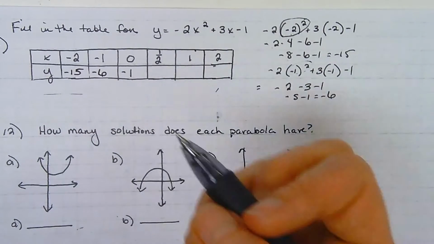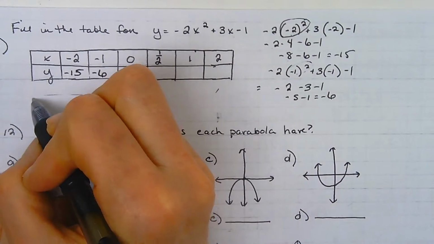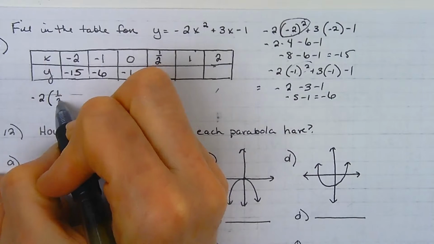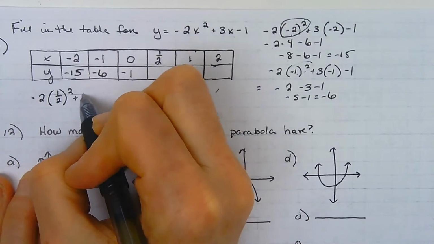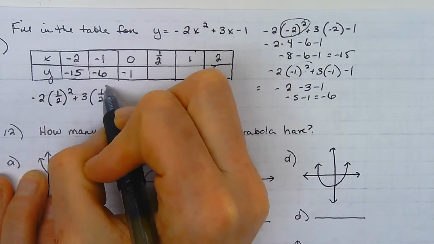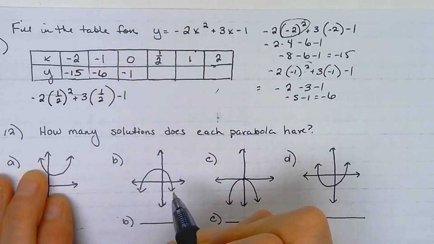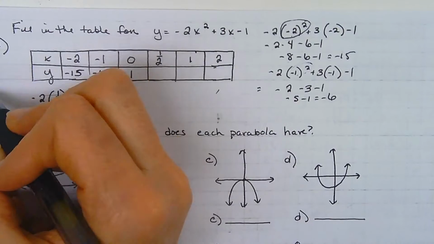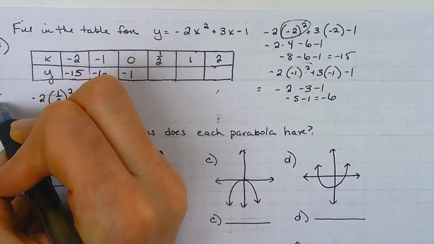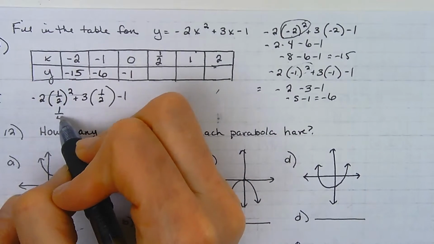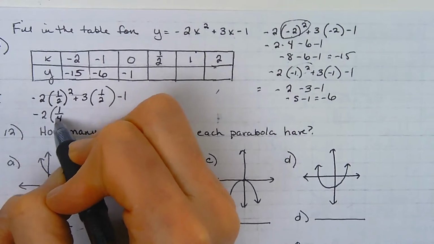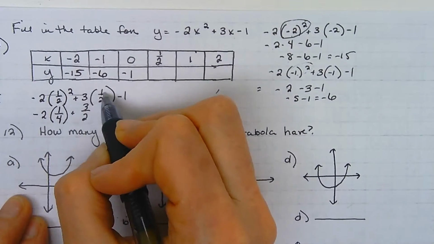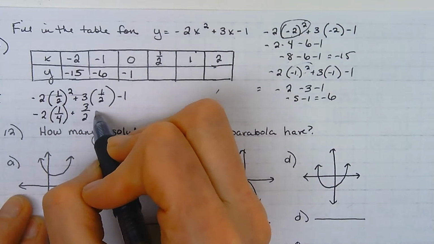You try it. Now, the fraction: -2 times 1/2 squared plus 3 times 1/2 minus 1. If I square 1/2, that's the same thing as 1/2 times 1/2. That gives me 1/4. So -2 times 1/4 plus 3/2. 3 times 1/2 is 3 over 2, minus 1.